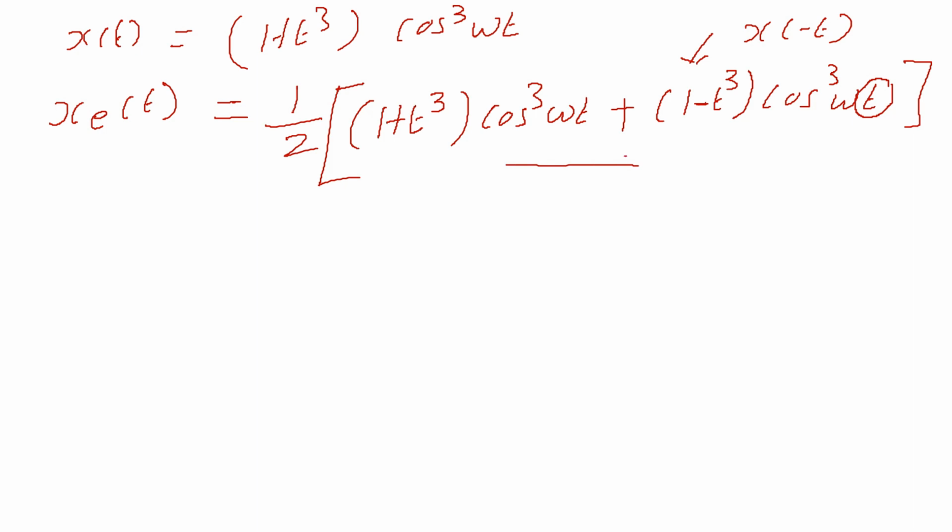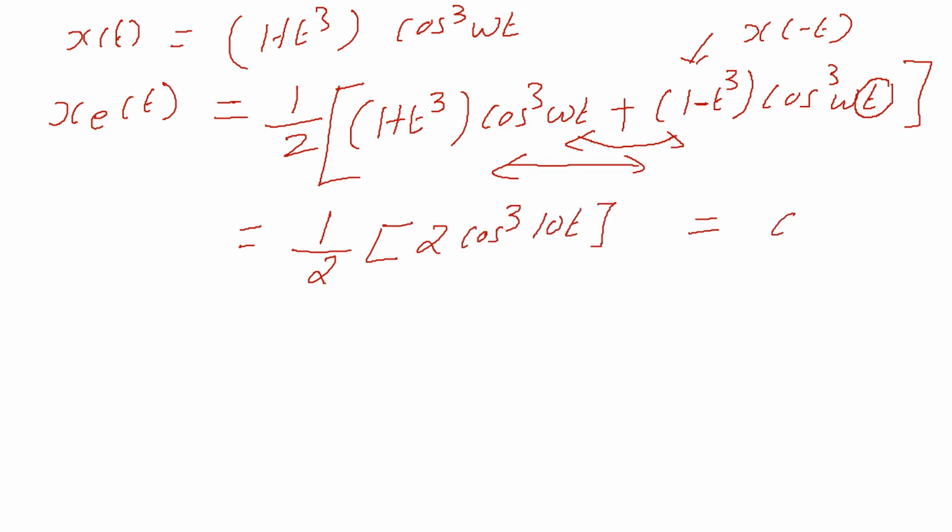After you manipulate this, like try to expand it, and do all the basic stuff like addition, subtraction, whatever is there, finally you will be getting, after the simple manipulation, this one. So this can be further written as cos cube omega t. So this is the even part.